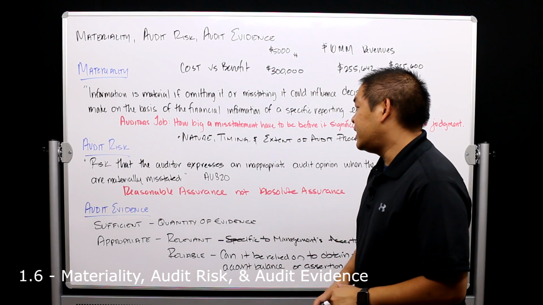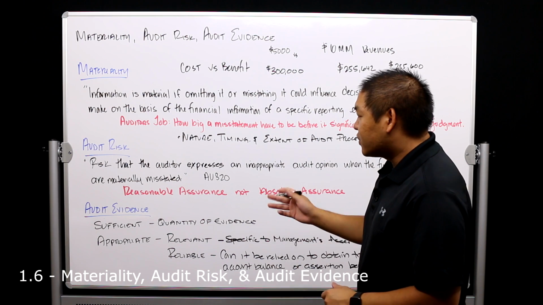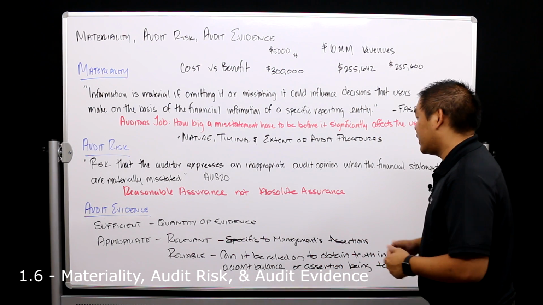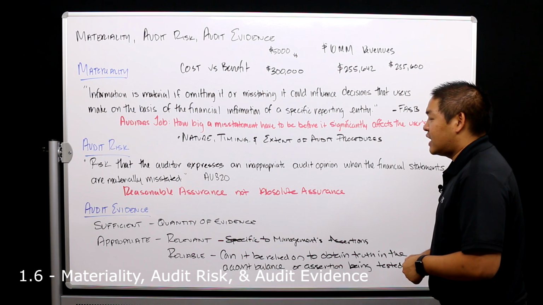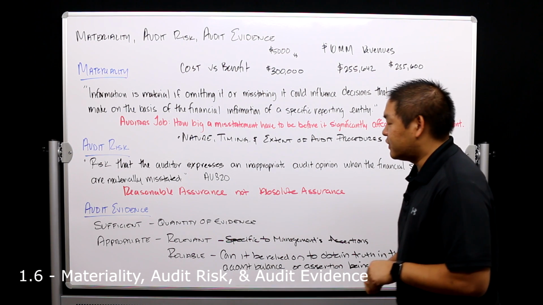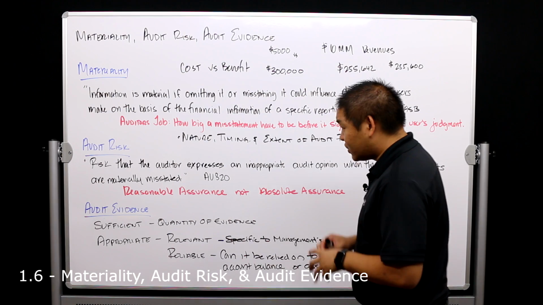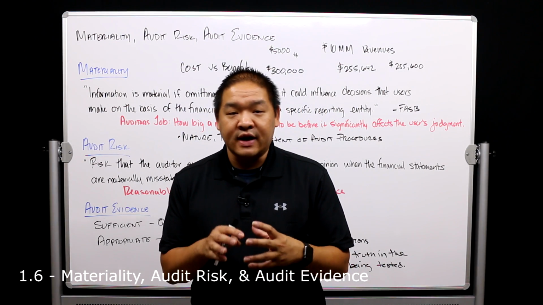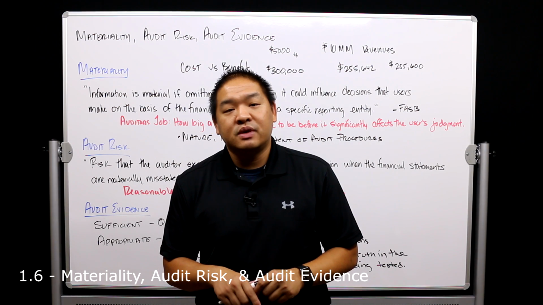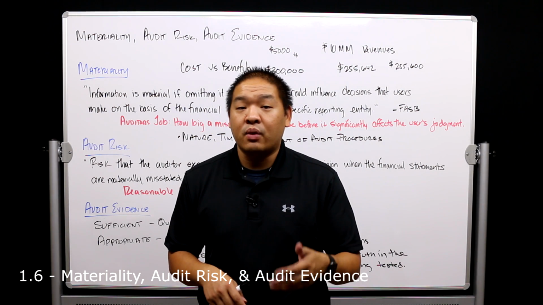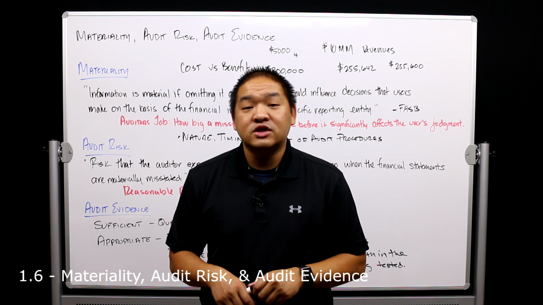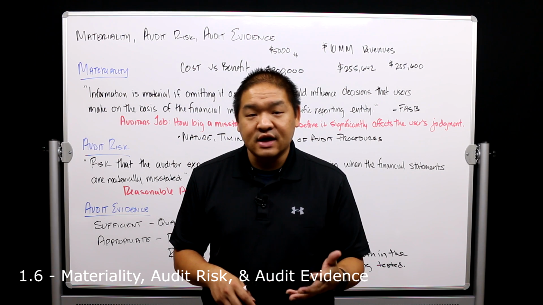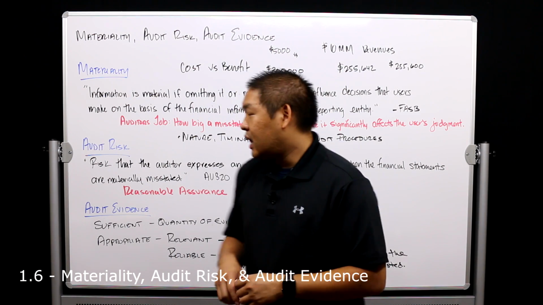The second thing that we need to look at is audit risk. Audit risk is the risk that the auditor expresses an inappropriate audit opinion when the financial statements are materially misstated. And that's from AU 320. With audit risk, we're saying there's a legitimate risk of auditing financial statements, and that risk is that we could come up with a wrong opinion. And the question is, how much risk did our audit cause us to make that wrong opinion?